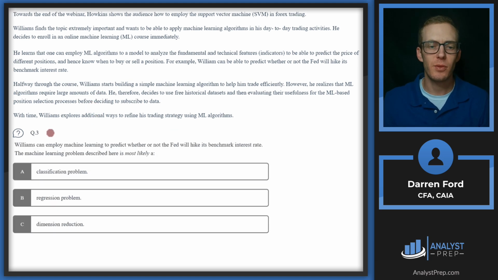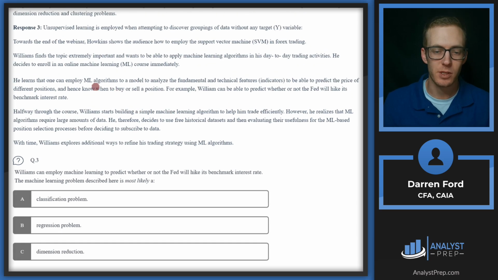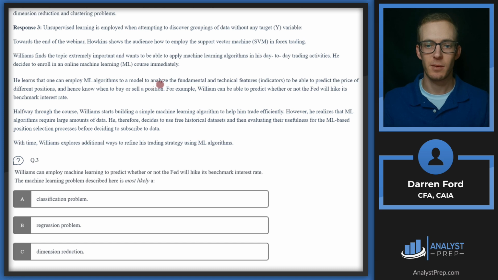All right, question 3. Williams can employ machine learning to predict whether or not the Fed will hike its benchmark interest rate. The machine learning problem described here is most likely a classification problem, regression problem, or dimension reduction. So I think we already read it in the last question, but let's go back, and I think it mentions it in this paragraph. So it says, he learns that one can employ machine learning algorithms to a model to analyze the fundamental and technical features to be able to predict the price of different positions and hence know when to buy or sell a position. For example, Williams can predict whether or not the Fed will hike its benchmark interest rate.